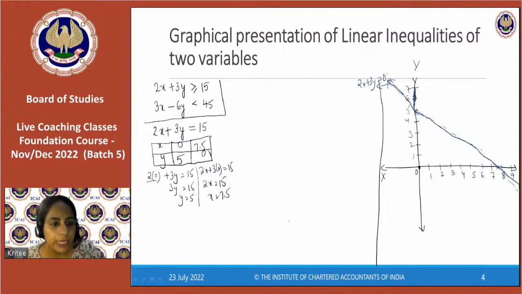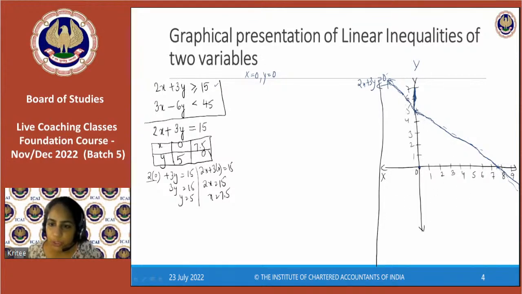And in order to make the shading easy, we generally assume x equal to 0 and y equal to 0 as our answer. X equal to 0 and y equal to 0 lies here. So if x equal to 0 and y equal to 0 satisfy this condition, my shading, my answer from this line will go here.